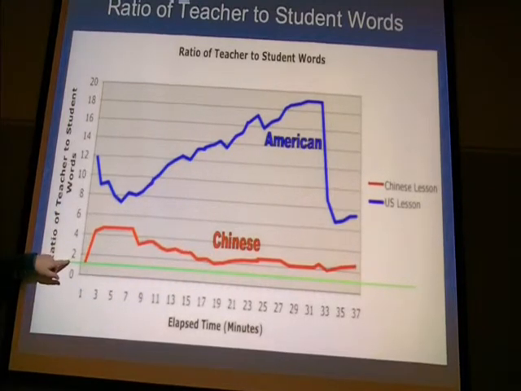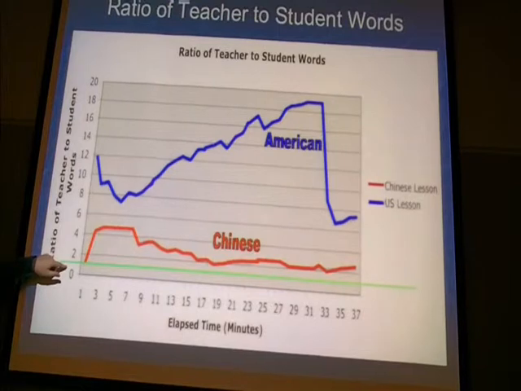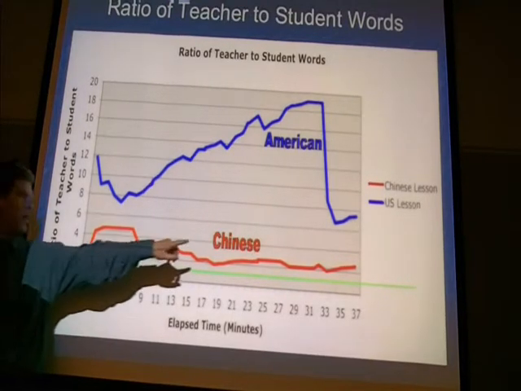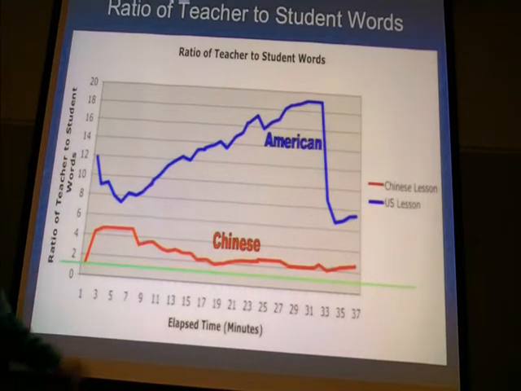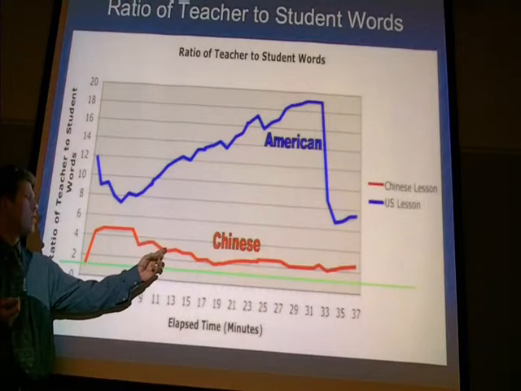The green line represents a 1-to-1 ratio. For every word the teacher spoke, a student spoke a word. So by the end of the lesson, it was 2.5. So for every word a student spoke, the Chinese teacher was speaking 2.5 words.